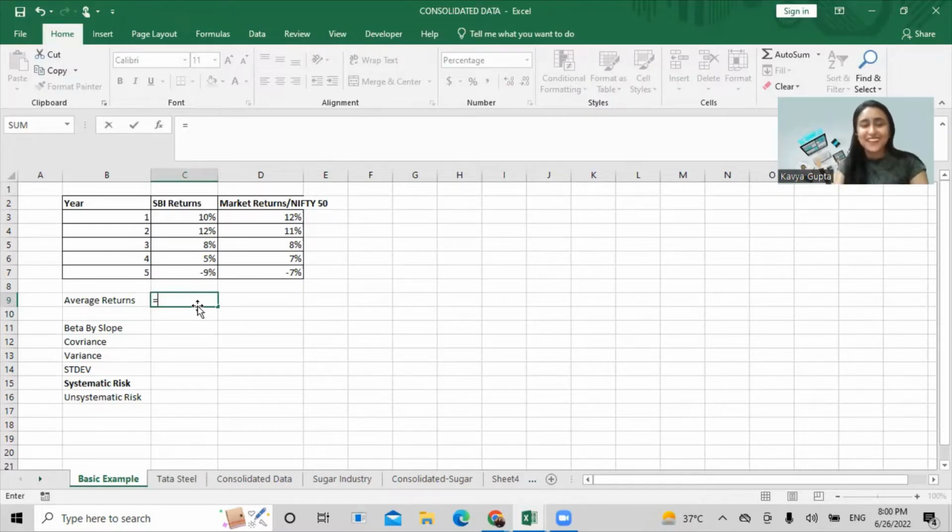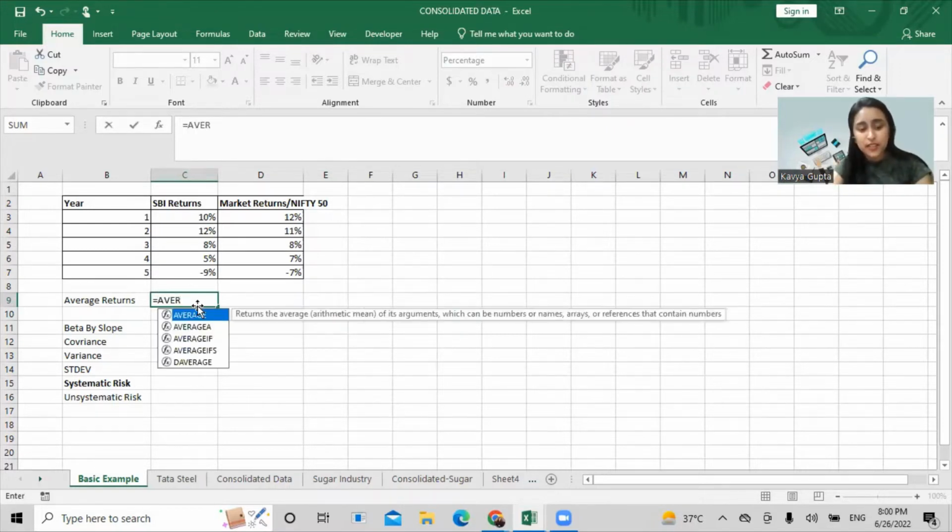Average. Exactly. So we can simply write average. Then guys, you can press the tab option. I'm just telling you some of the shortcuts.